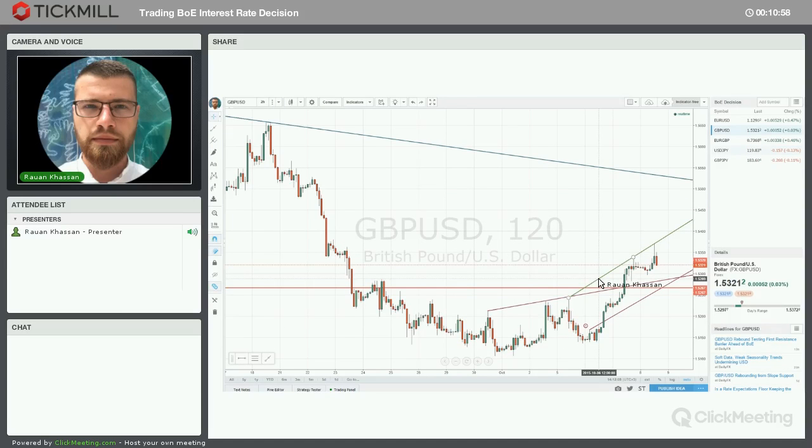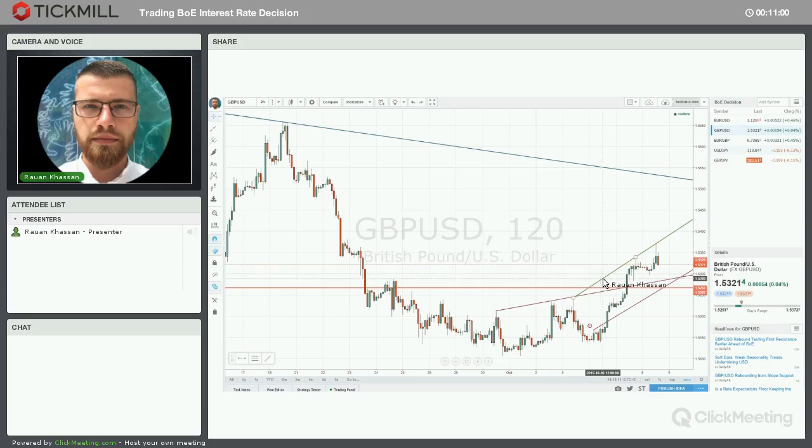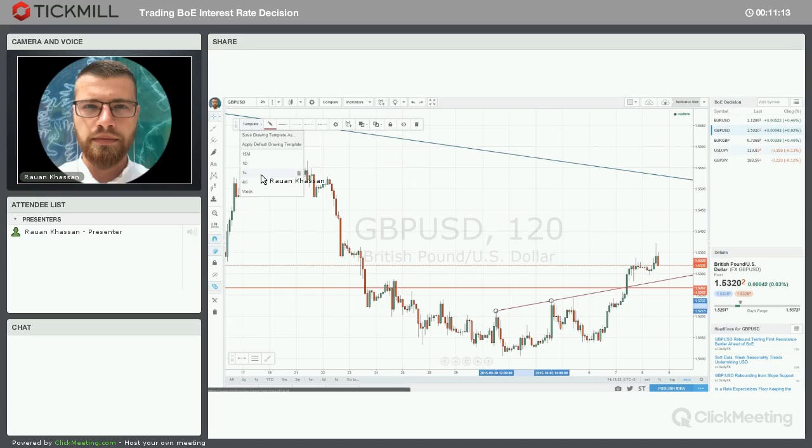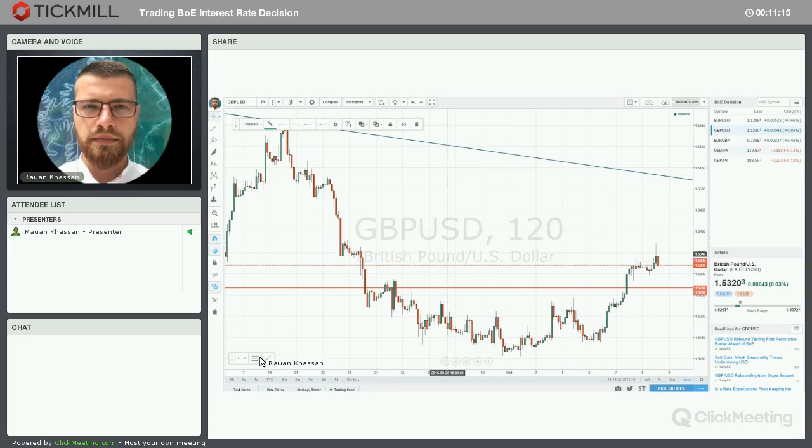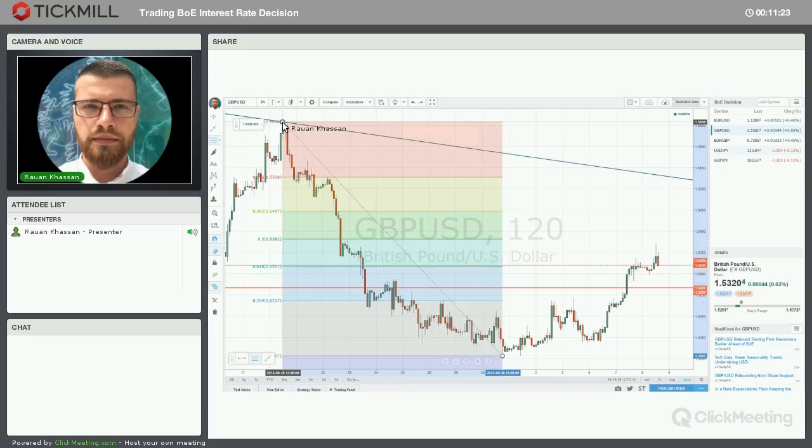On the 2-hour chart, let me remove extra lines. I'll move them to an hourly time frame. So we'll get back to it, of course. Let's analyze on the 2-hour chart the cable dynamics with Fibonacci lines. So what are the potential levels to watch according to Fibonacci?